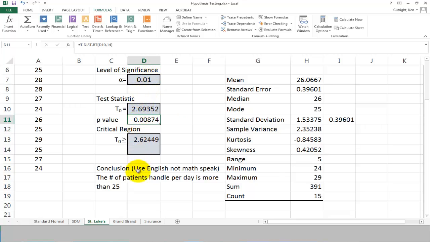So based on the p-value, since p is smaller than alpha, we again reject the null hypothesis and reach the same conclusion. So based on either comparing the test statistic to the critical region or the p-value to alpha, in either case we reach the same conclusion.